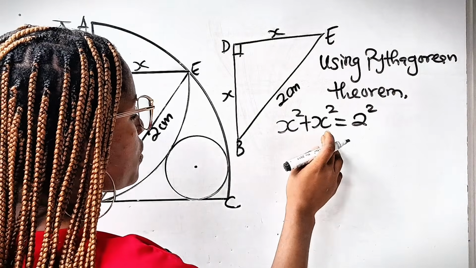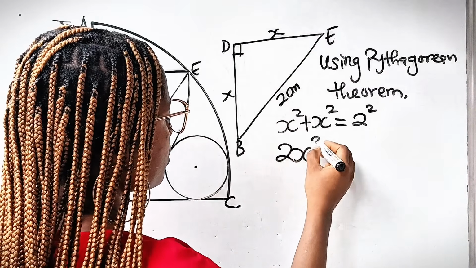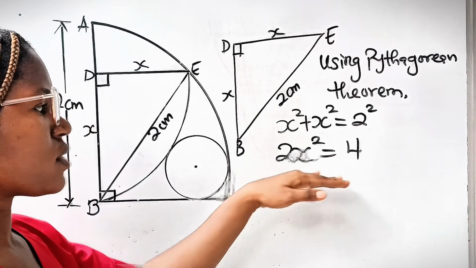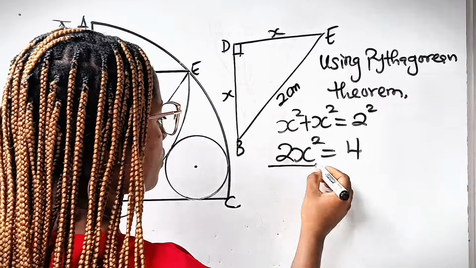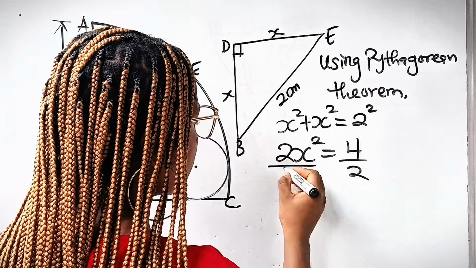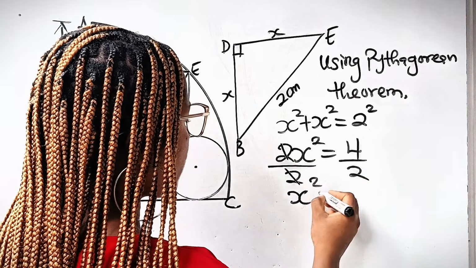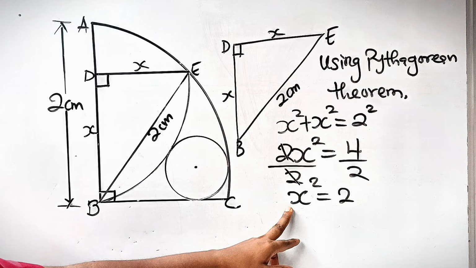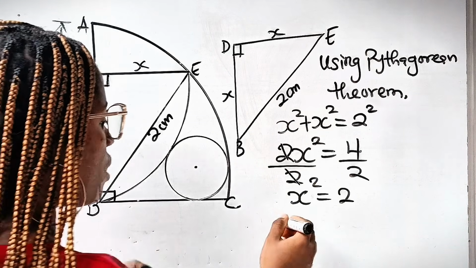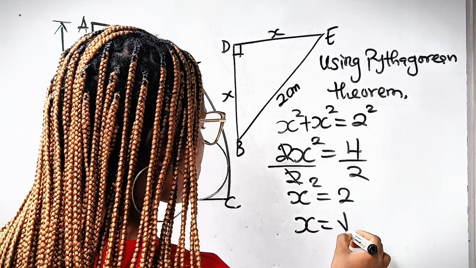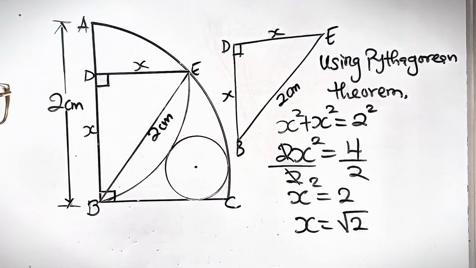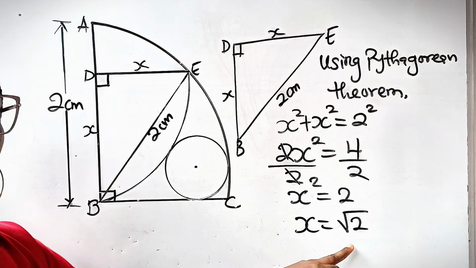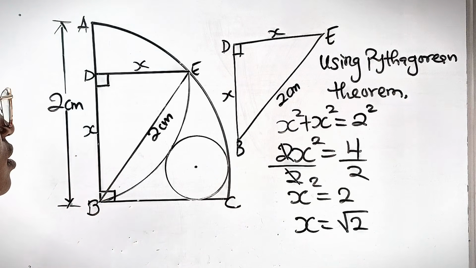Now x squared plus x squared is 2x squared, which is equal to 4. Let's divide both sides by 2. So we have x squared is equal to 2. If we take the square root of both sides, we will have that x is equal to square root of 2. All right, so I'm going to replace this x and this x with root 2 to avoid confusion henceforth.